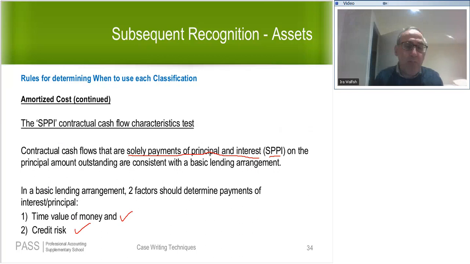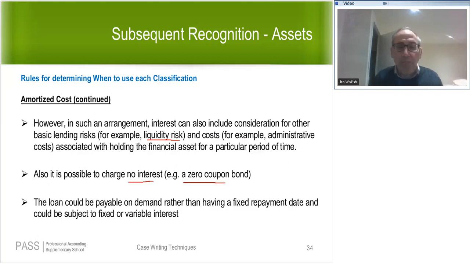The loan could be payable on demand. It doesn't have to have a fixed repayment date. That makes no difference at all. At the end of the day, the interest could be fixed interest or variable interest. That's irrelevant. However, here comes a big however.